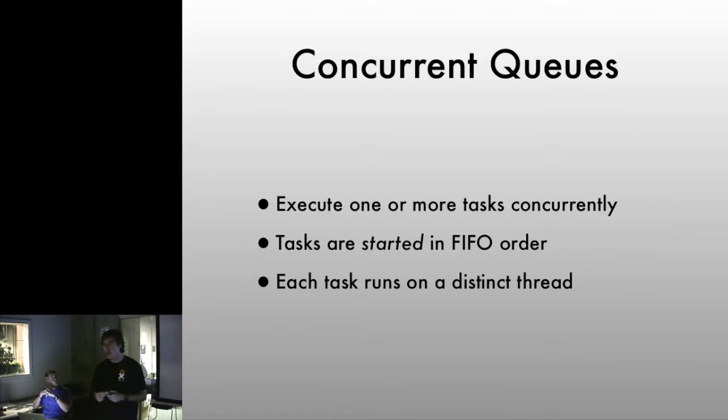A concurrent queue will execute one or potentially more tasks at the same time, depending on currently available resources. Tasks are started in first in, first out order, but they may finish in a different order based on how long they take. Each task that's currently running runs on a separate thread. Again, that thread is managed by the queue itself and pulled from this pool of threads that GCD manages.